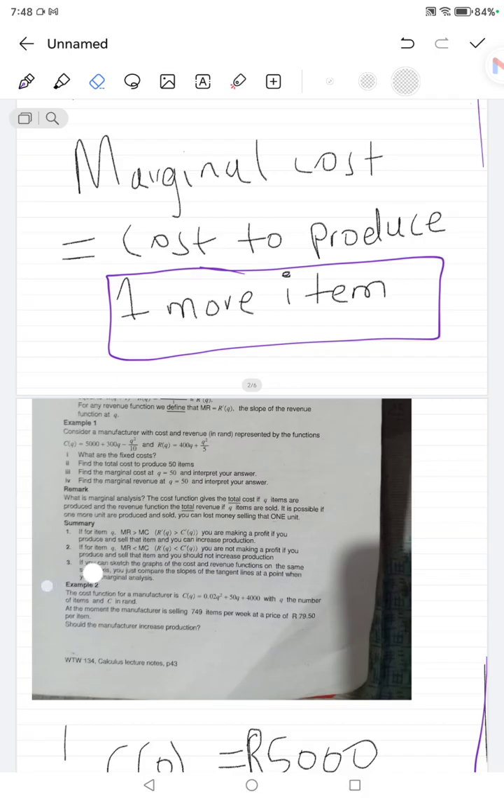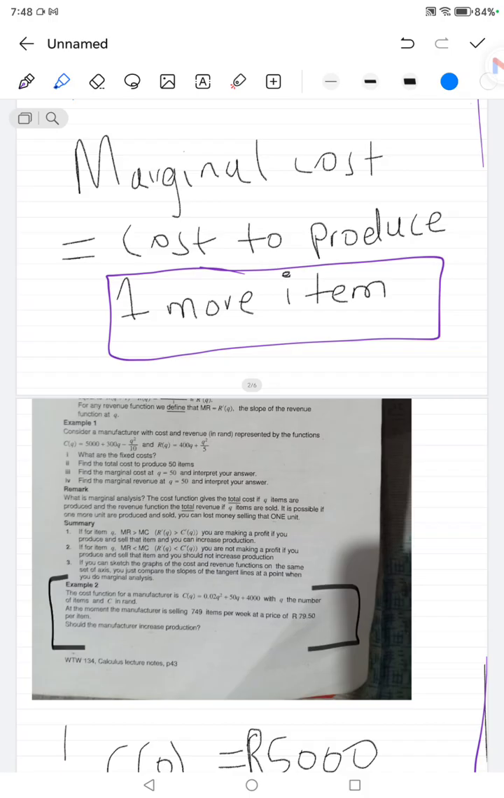Then we go to example 2, which is the one on this side. They tell you something like: the cost function for a manufacturer is given, with Q the number of items and C in rand. At the moment, the manufacturer is selling 749 items per week at a price of 79 rand 50 per item. Should the manufacturer increase production?